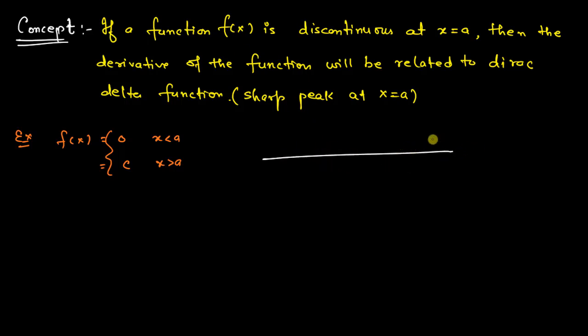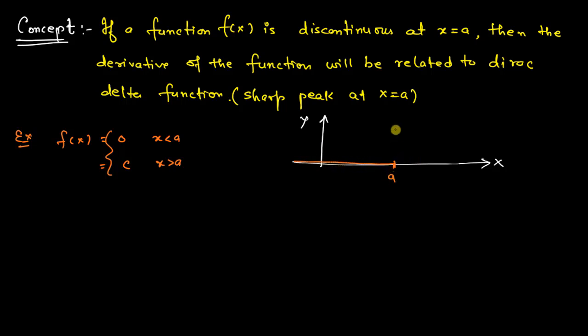Let me draw it clearly. Suppose you have this as the x-axis and this as your y-axis. Let me plot this function. This function is 0 till this point a, and it is some constant c from this point. So we have a sharp discontinuity over here. The amount of discontinuity is c. So f(x) is discontinuous at x equal to a.